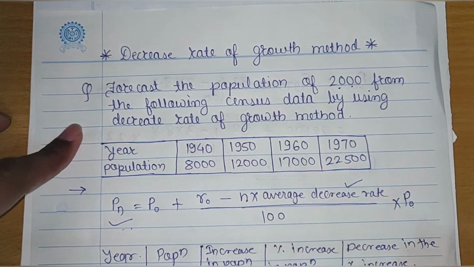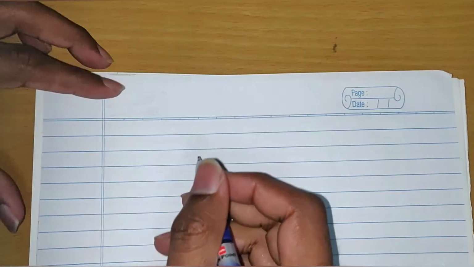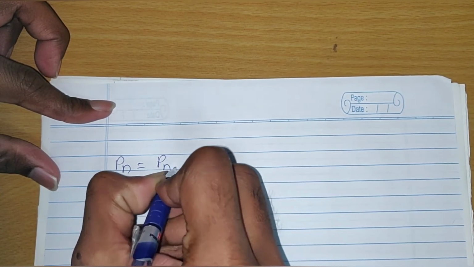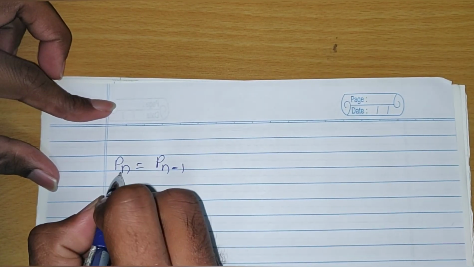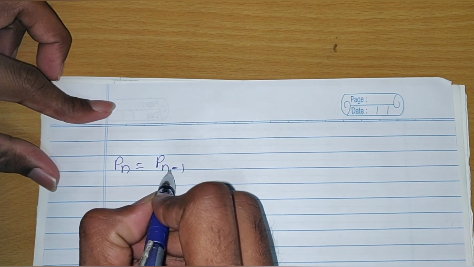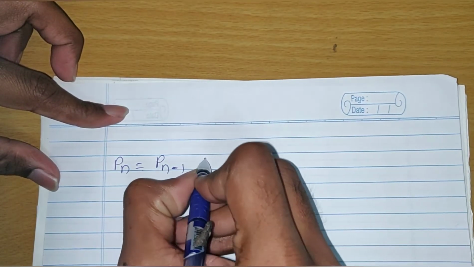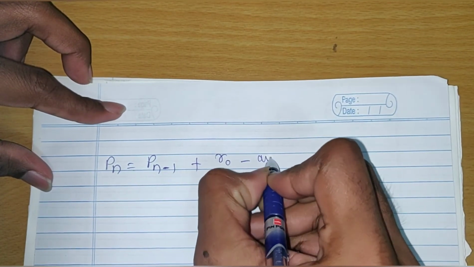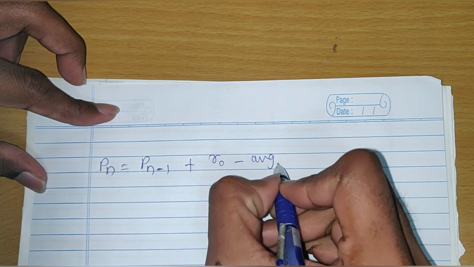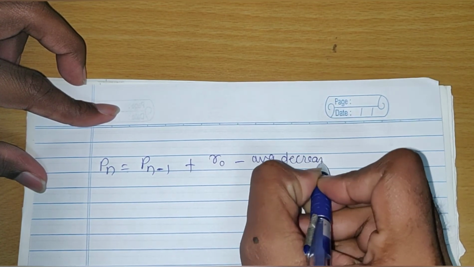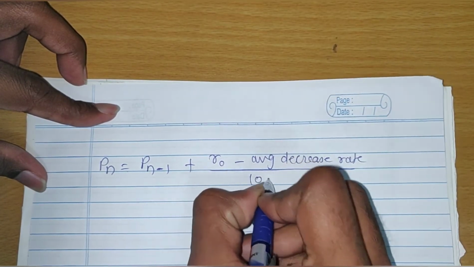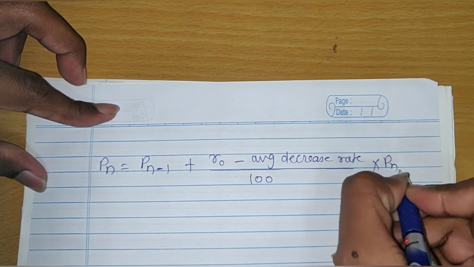Or you can write this formula like, or we can simplify that formula. Pn is equal to Pn minus 1, that is, the forecasted population is equal to the population of the last decade plus R naught minus average decrease rate divided by 100 into Pn minus 1.